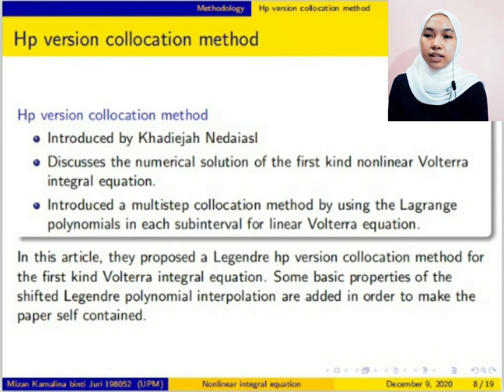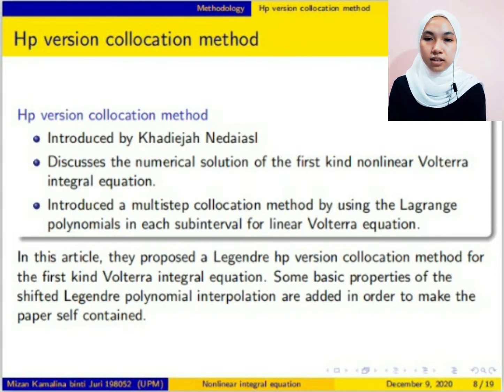So the next method is HP version collocation method. The second method, which was introduced by Khadija Dialses, is by using HP version collocation method. In order to get the benefits of both H and P versions, it is possible to simultaneously vary time steps and estimation order, called HP version methods.